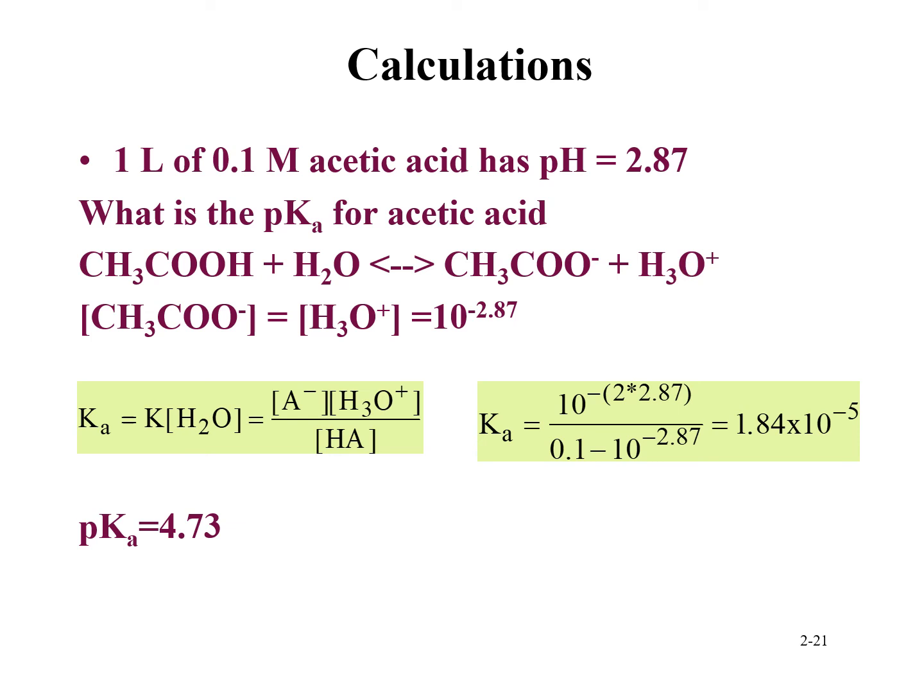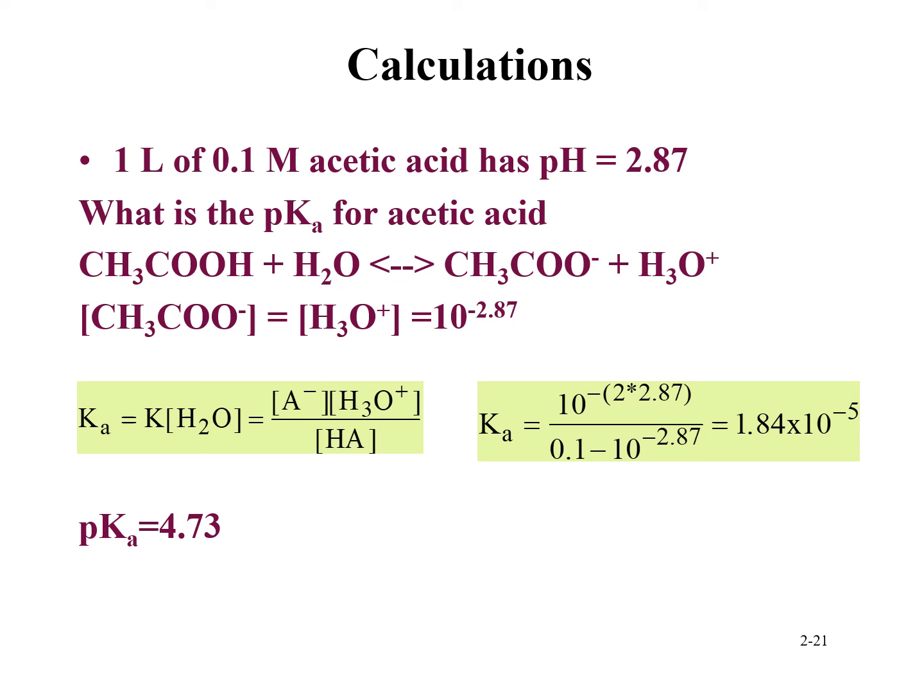If I look at this equation, I know that the amount of deprotonated anion is equal to the amount of the hydronium. Both of these are equal to the pH, which is 2.87. I can use my general equation for the Ka, which is equal to the deprotonated anion times the proton divided by the acid.